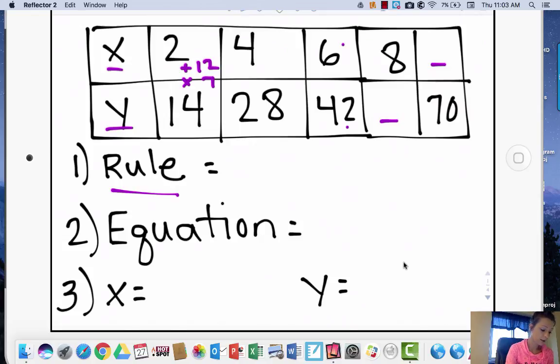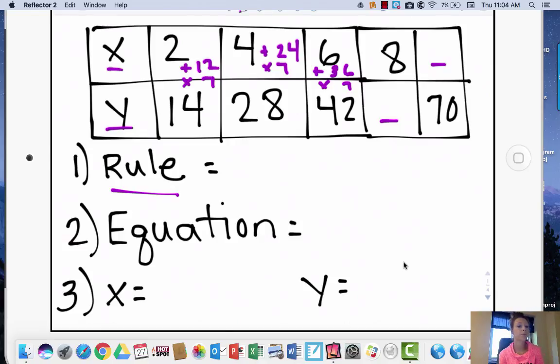My next one, I can't just stop there. My next one, going from 4 to 28, I'm increasing. If I increase with addition, I'm either adding 24 or I'm multiplying by 7. I'm starting to notice a pattern here. Okay, my next one, 6 to 42. To go from 6 to 42, I'm either adding 36 or I'm multiplying by 7.